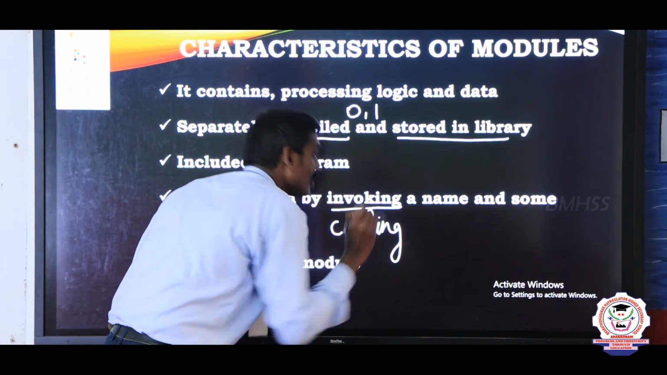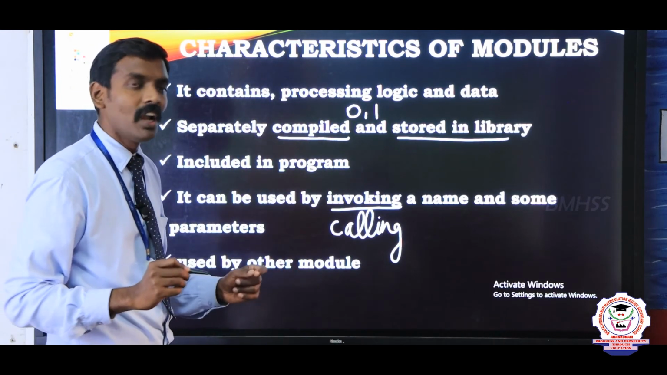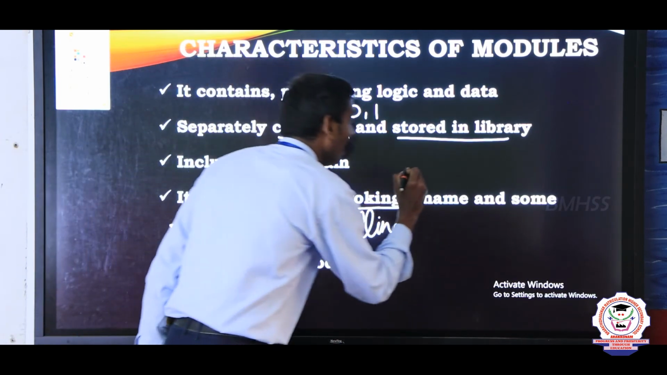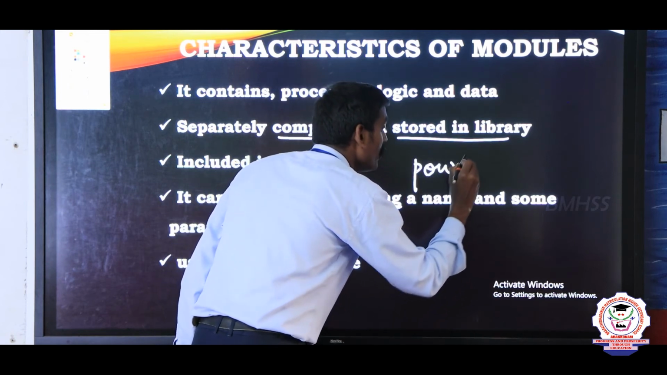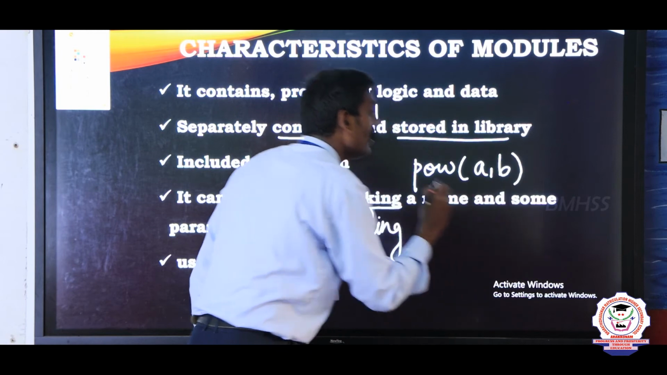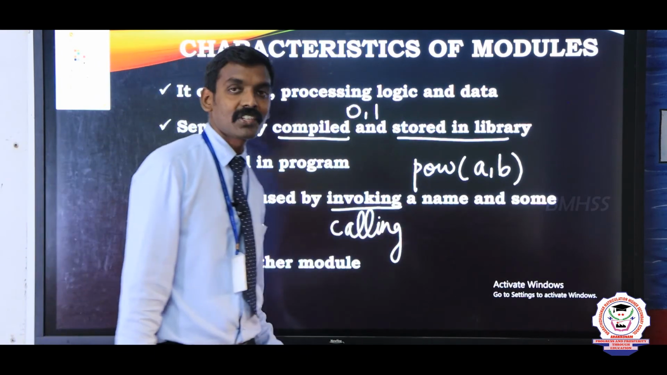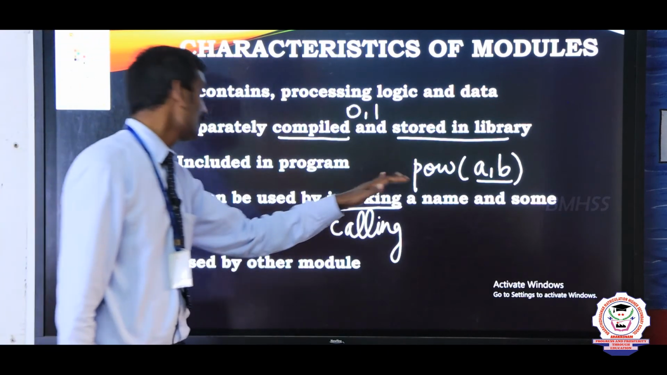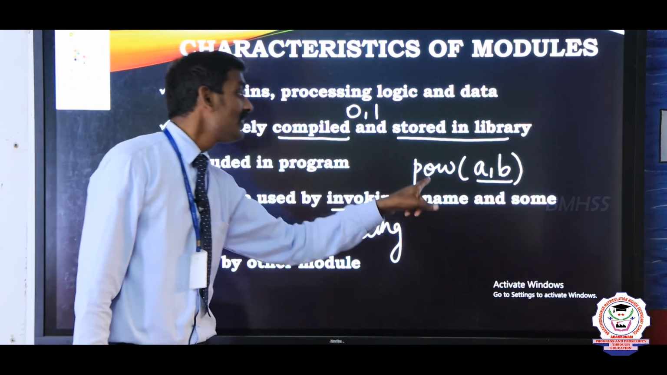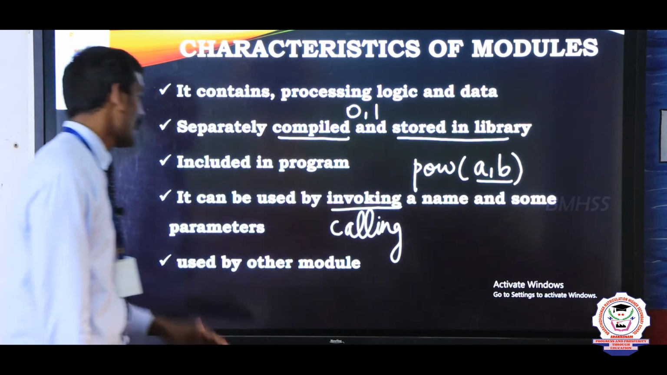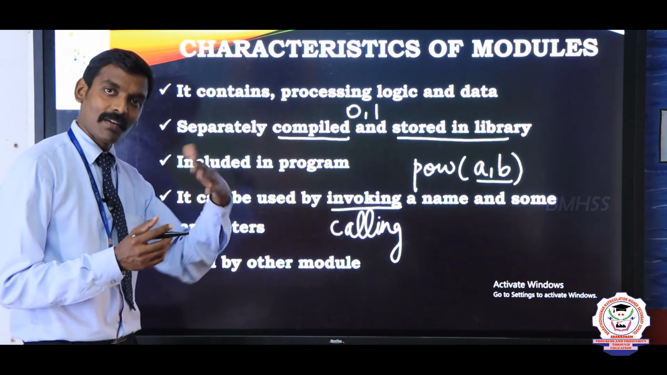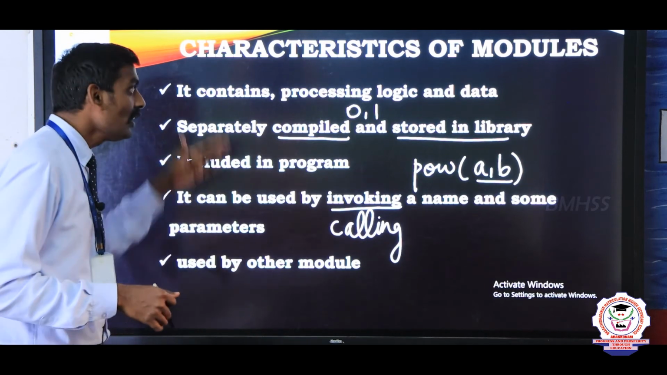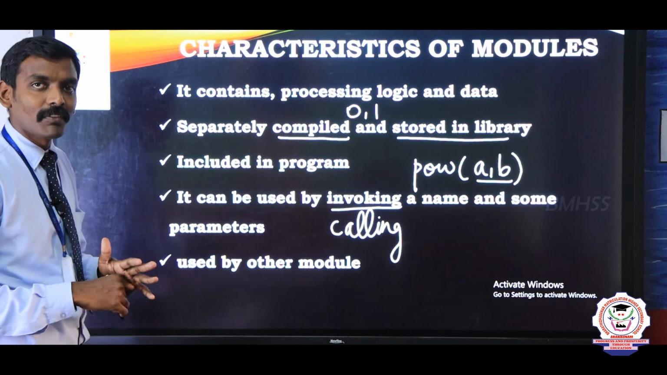How can I call a function? A function can be called with the help of a name and some parameters. Let us consider the previous example. pow a comma b. Here pow is the name of a function and a comma b are the parameters required to do the function. So this is called invoking a function with the help of name and parameter, and it can be developed in some module. Suppose we want to implement it in any other module, it is possible. That is called reuse. These are the characteristics of modules. Are you clear?